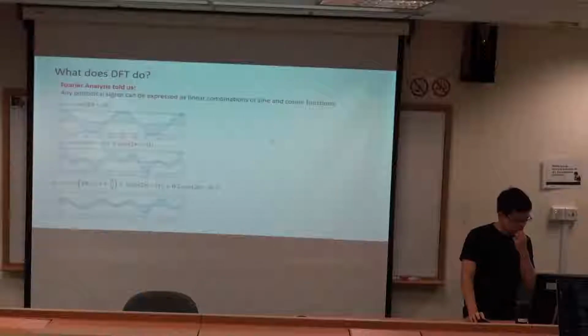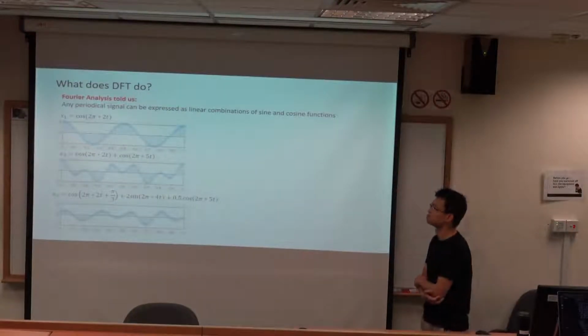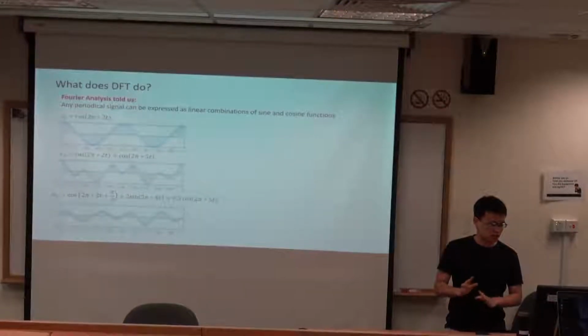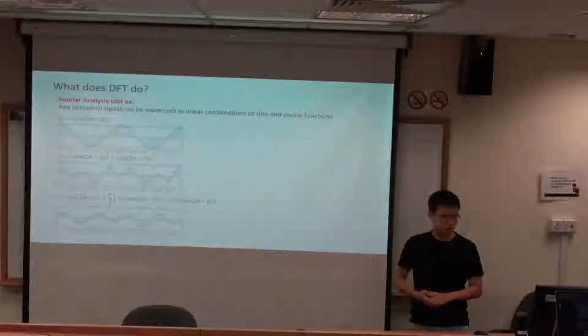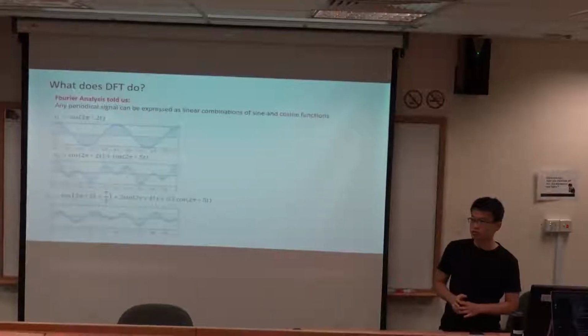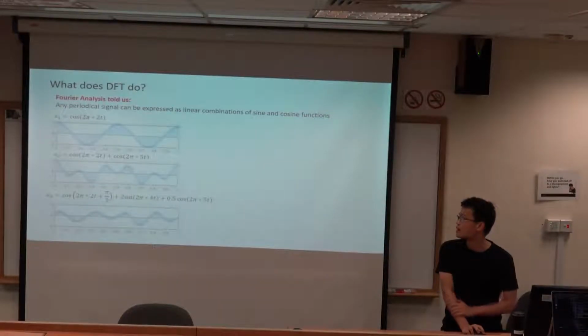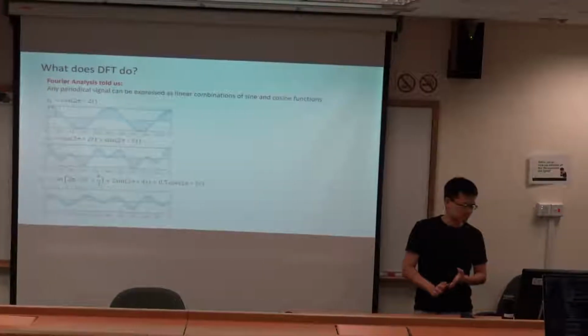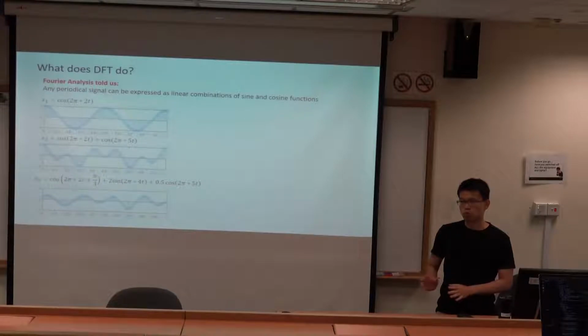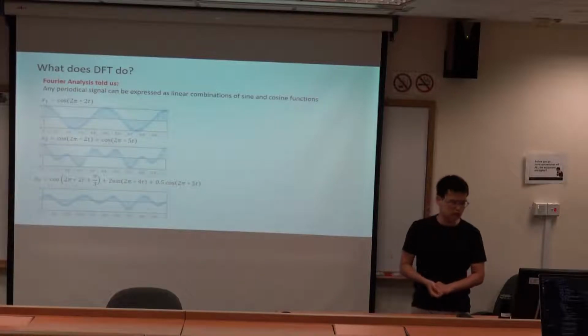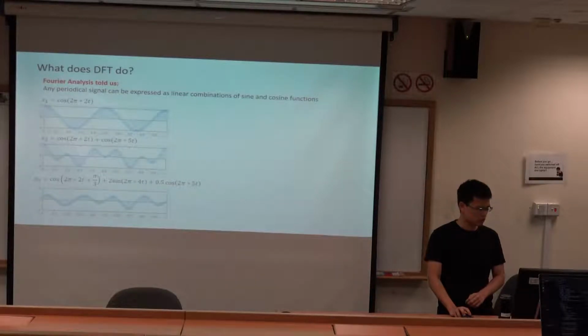Let's first look at what DFT does. Actually, the Fourier analysis told us any periodical signal can be expressed as linear combinations of sine and cosine functions. So let's look at the first function. If I ask you which cosine partials are there in that first function, it's very easy for a human to judge that the time is 1 second and it has 2 periods, so that's 2 hertz, right?